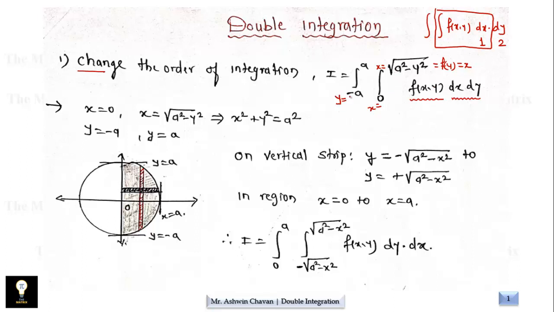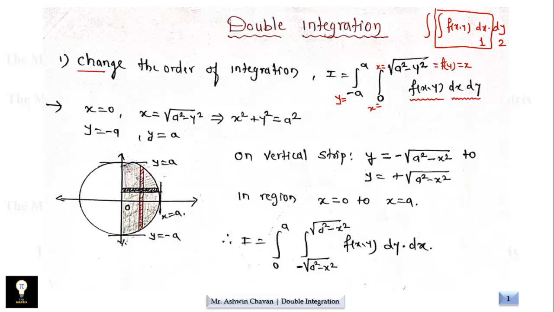So these four limits are nothing but the four curves we get. x equal to 0 is the first curve, a straight line, the y-axis itself. Then x equal to root of a square minus y square. After squaring, we get x square plus y square equal to a square, a circle. Then the outer integral limits, y equal to minus a and y equal to a, give another straight line. So if we draw them, we get this shaded region.